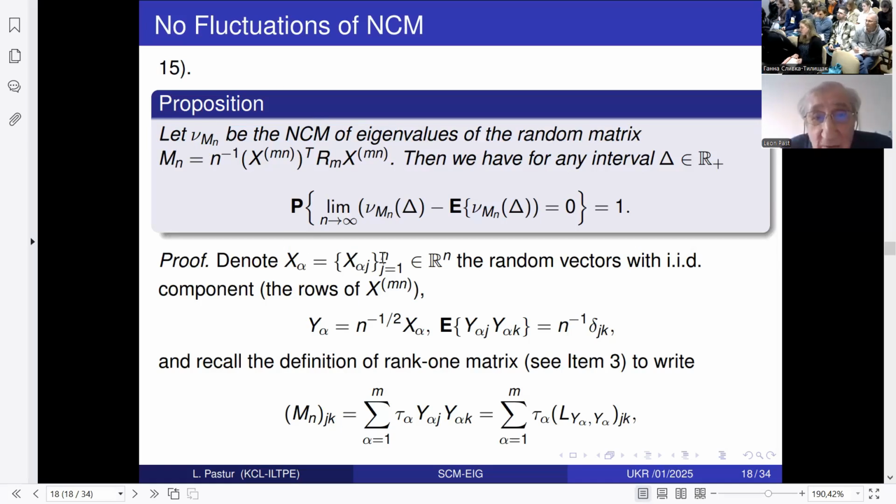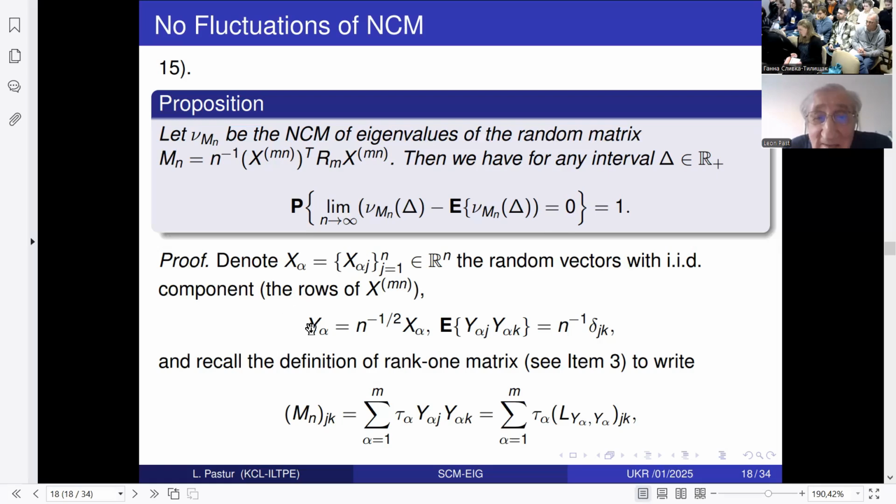Now I would like to write a bit different, quite useful form. I'll denote the column of the matrix X by x alpha. This is a definition. So it is just a column. These are random vectors. No, this is not a column. This is a row. Excuse me. Yeah, it is written here.